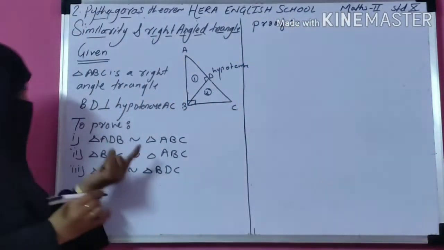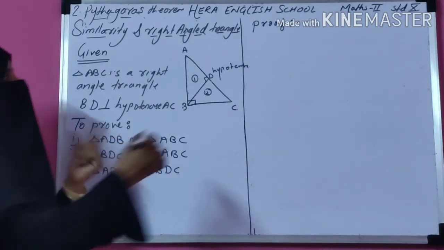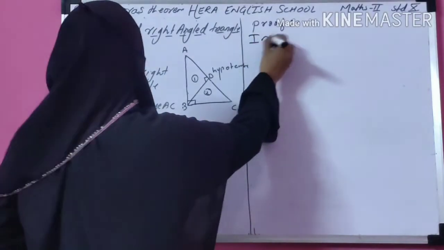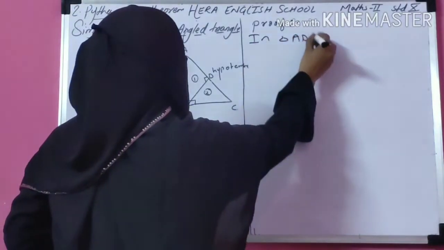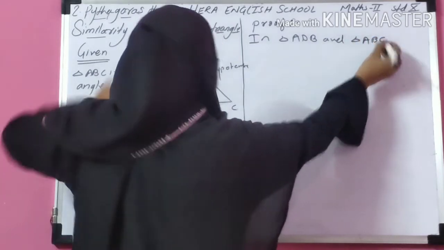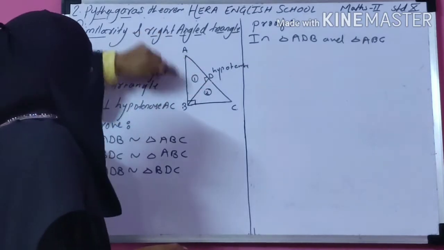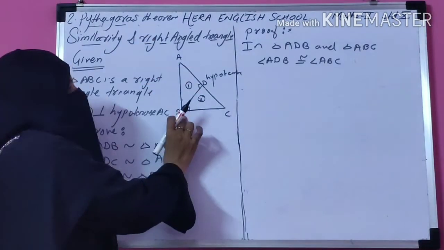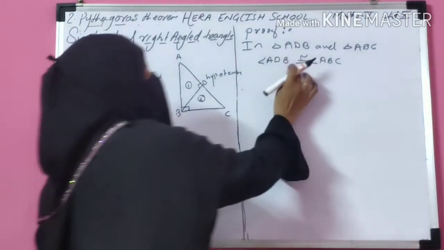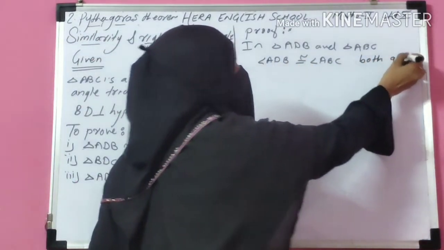First we have to prove these two triangles are similar. So focus on these two triangles. In triangle ADB and triangle ABC, see here in triangle ADB angle D is 90 degrees, in triangle ABC angle B is 90 degrees. That means angle ADB is congruent to angle ABC. Why? Because both are 90 degrees.